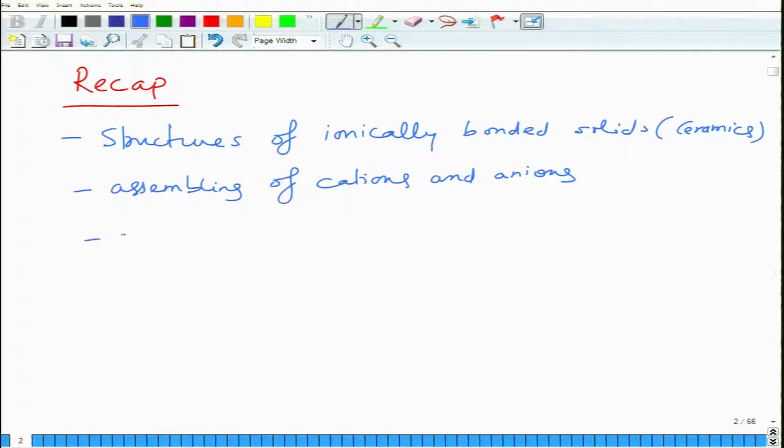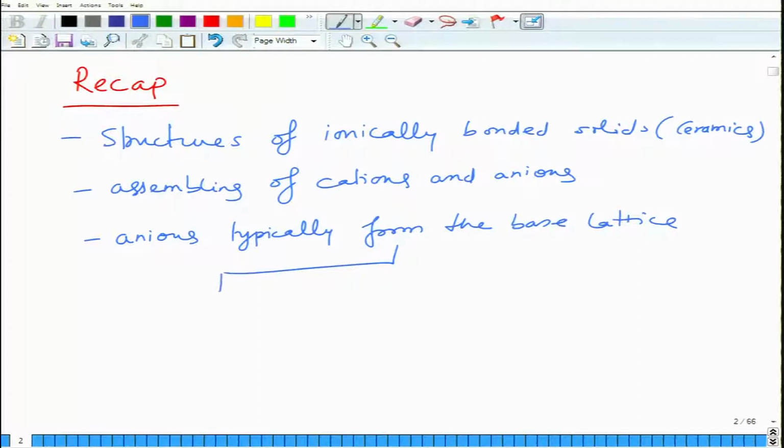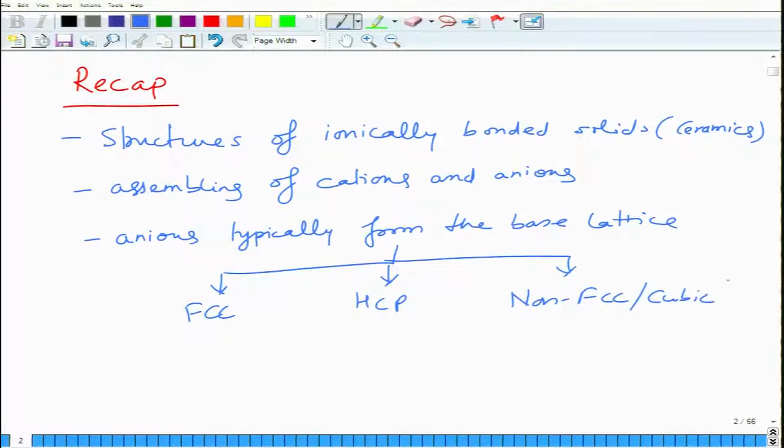Since anions are bigger, anions typically form the base lattice. They form the basic skeleton of the material. For example, it could be an FCC based structure, an HCP based structure, or a non-FCC cubic or non-cubic one as well. Where anions form a base lattice, packed in face centered cubic or hexagonal close packed form, the cations occupy the interstices, which are typically octahedral and tetrahedral, but could be some other kind of interstices depending upon their radius ratio.